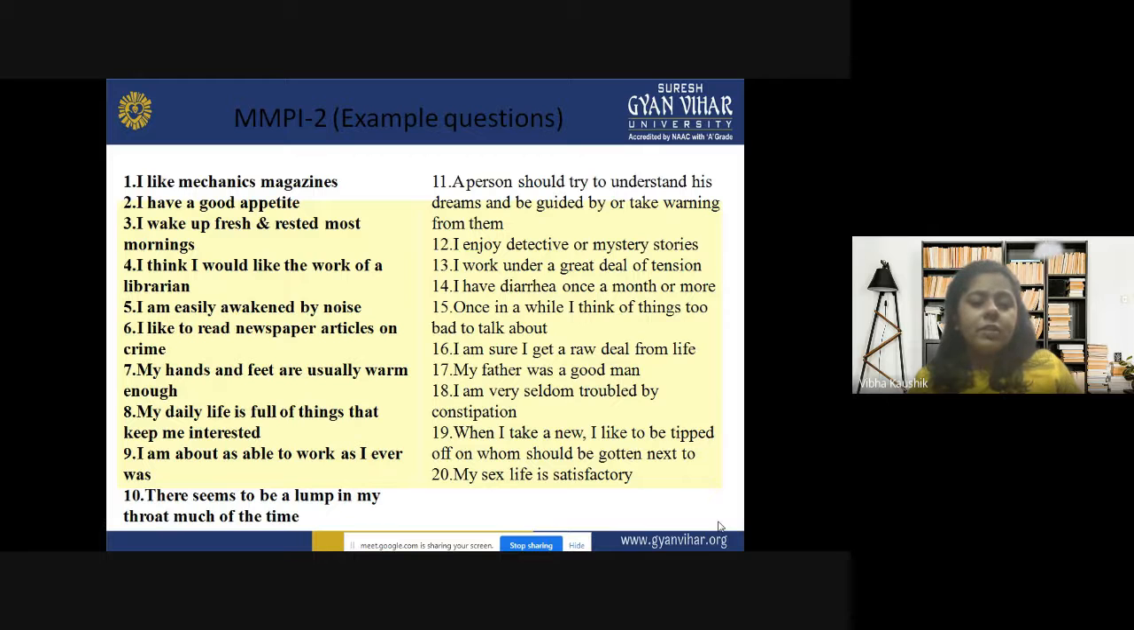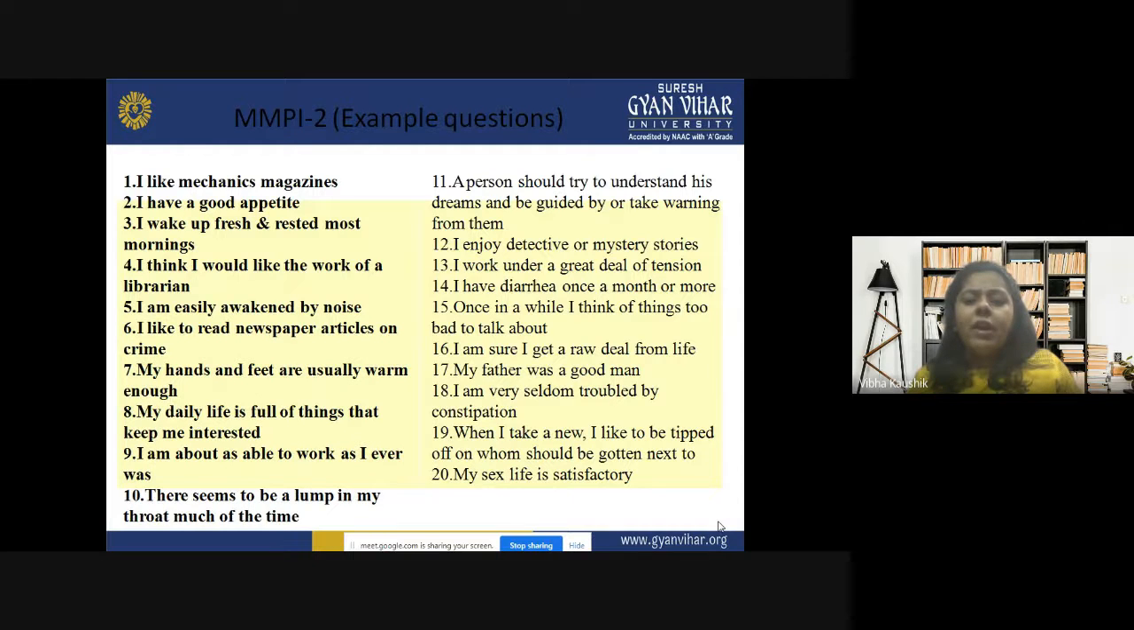My hands and feet are usually warm enough. My daily life is full of things that keep me interested. I am about as able to work as I ever was. There seems to be a lump in my throat much of the time. A person should try to understand his dreams and be guided by them or take warning from them. I enjoy detective or mystery stories. I work under a great deal of tension.